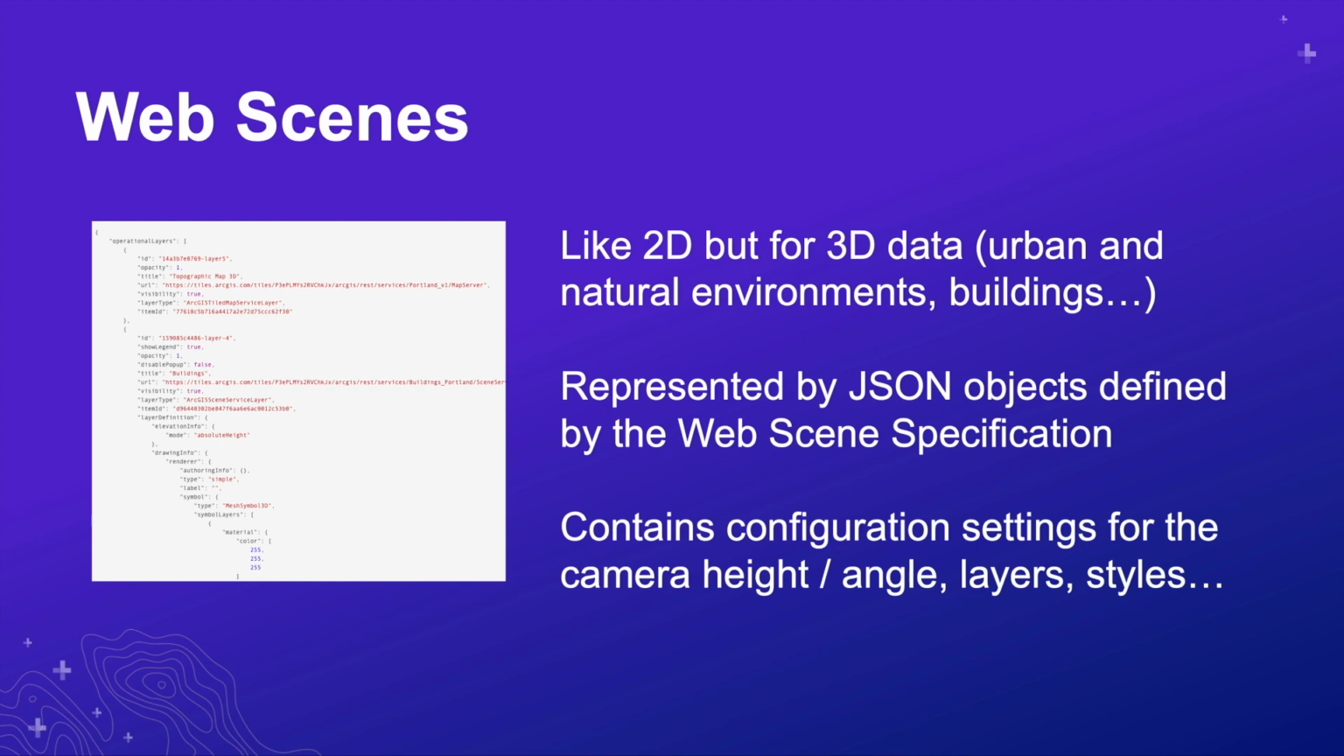Similarly, we have web scenes, just like our 2D, but it's for 3D data. So this enables you to have a web scene for urban and natural environments and represent your building data. It's represented by JSON objects defined by a web scene specification. So we have a web scene specification that you can look at to understand the components you can take advantage of. And it contains configuration settings for the camera height, angle, layers, and styles. Again, you can store that configuration for a 3D scene experience in the application you're developing.